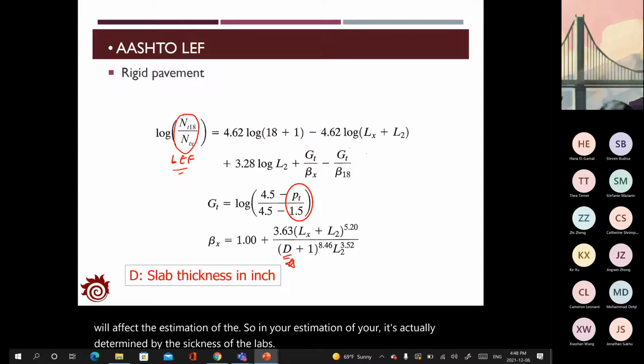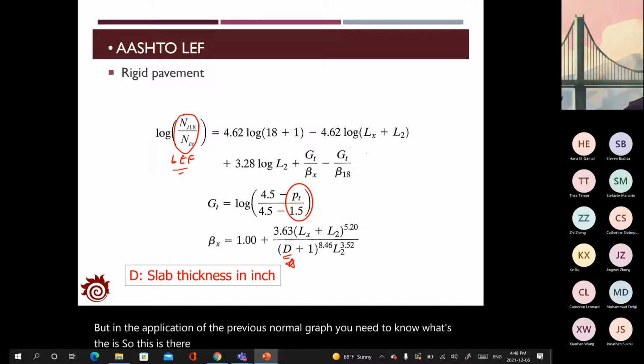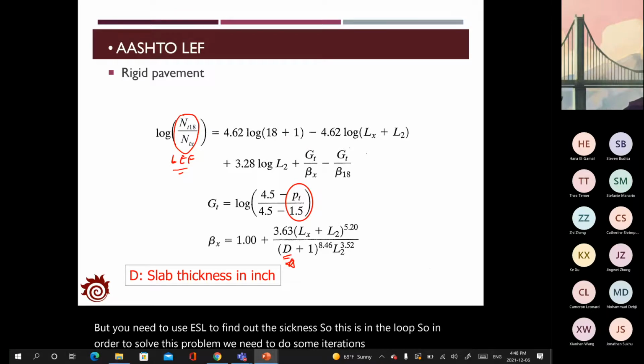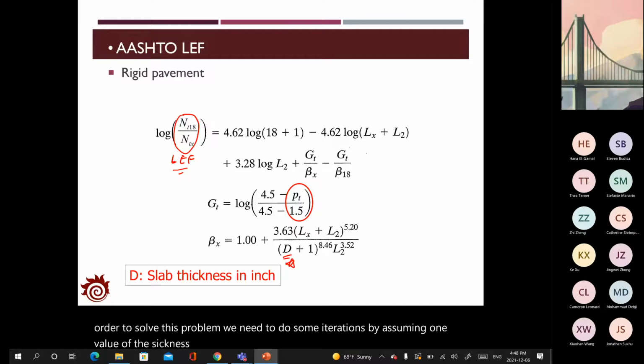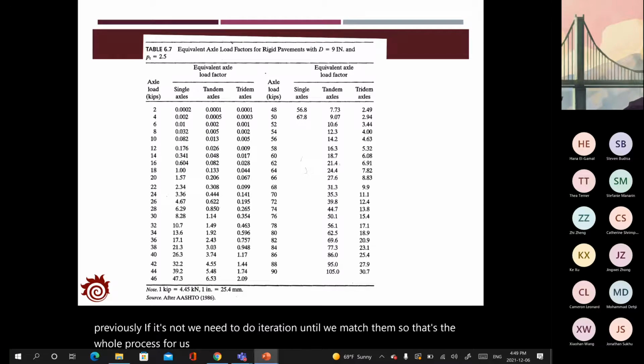But in the application of the previous nomograph, you need to know what the ESAL is. So there is some conflict there. You have to know the thickness in order to calculate the ESAL, but you need to use the ESAL to find the thickness. So this is in a loop. To solve this problem, we need to do some iterations by assuming one value of the thickness and calculating the ESAL, and use the ESAL to calculate the thickness, and then check whether the thickness is the same as the one we assumed previously. If it's not, we need to do iteration until we match them. So that's the whole process for the design of the rigid pavement.